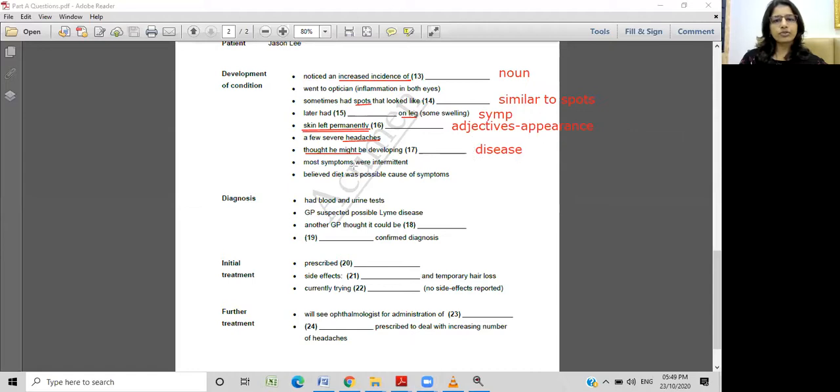Then he is going on to describe further information that they were intermittent, and he also believed that diet was causing the problem. Then second heading is diagnosis. Again here it says GP thought it could be. Okay, so in GP's opinion, again I'm looking for a disease here, and here it says blank confirmed diagnosis. What kind of information am I looking for here? Can any one of you predict for 19?